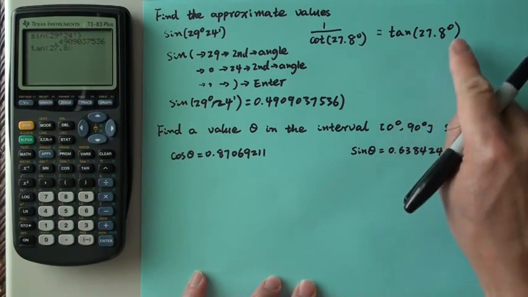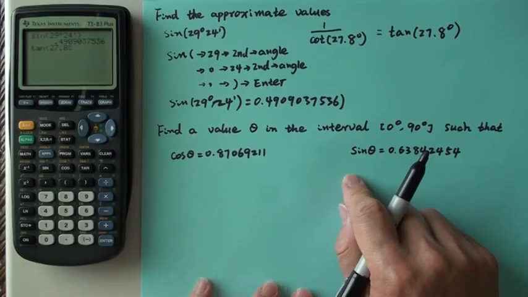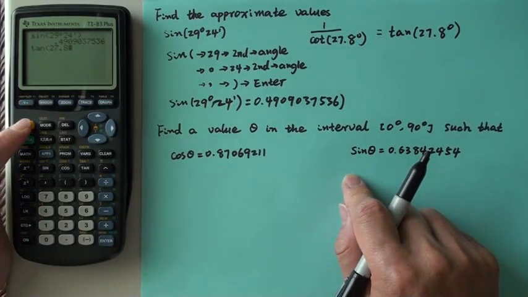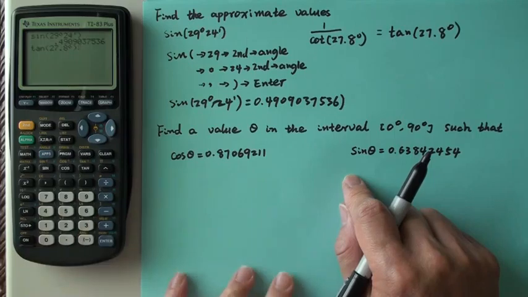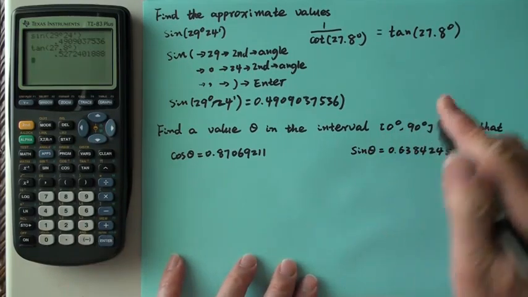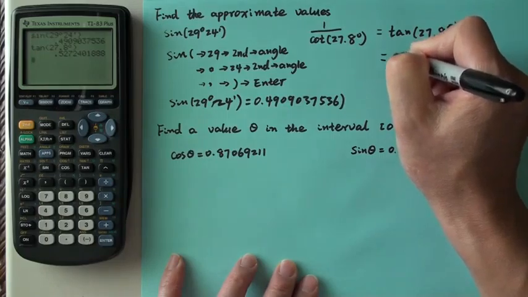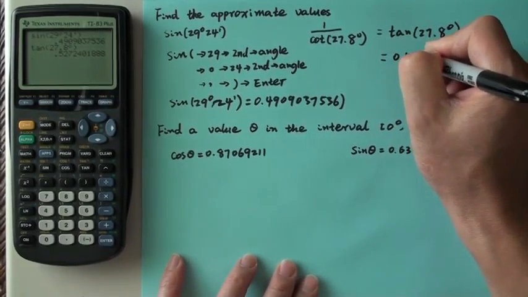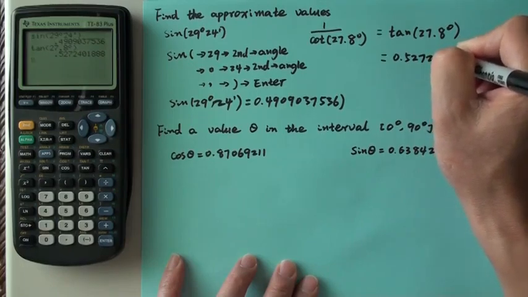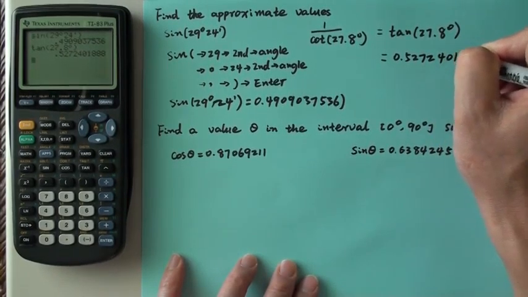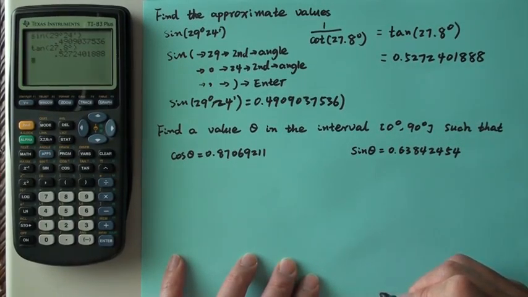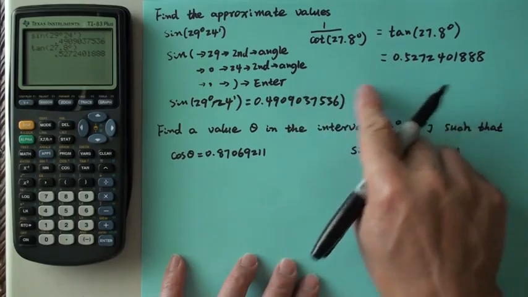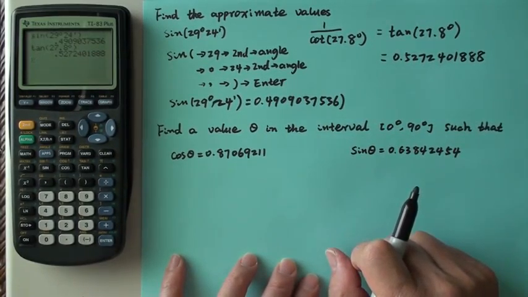There are no minutes right here. So you input like that, and then second angle. You can press number 1 and close parentheses. You hit enter, and the answer shows up as 0.5272401888. So these questions are basically calculator questions.